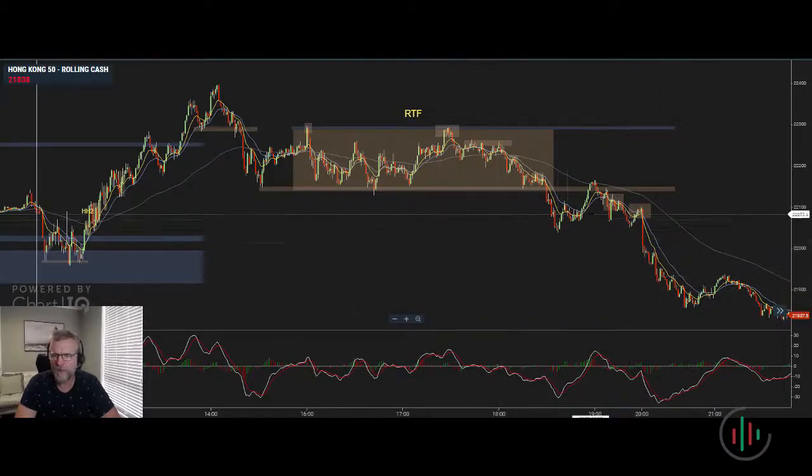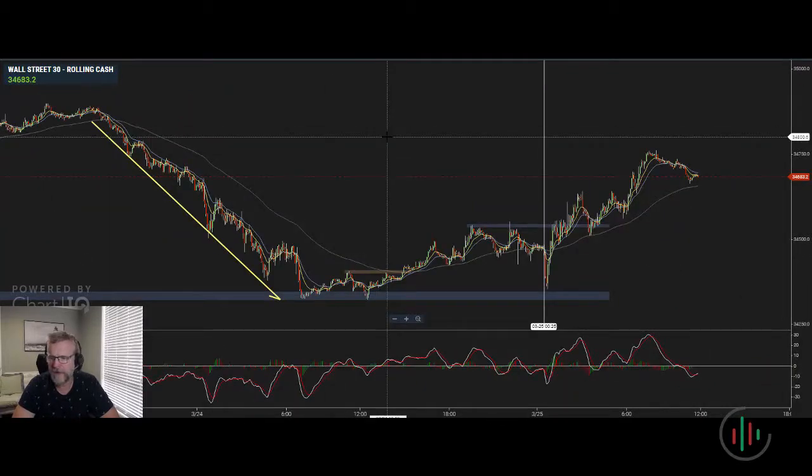Okay, so once you start to break back into that zone and start to react down off it, that's a good indication that there's going to be a lot more buyers that are loaded up. They're going to have to start really seriously thinking about getting out if they're not already. Okay, so that was on the Hang Seng. Let's walk away from that now, and we'll look at the Dow.